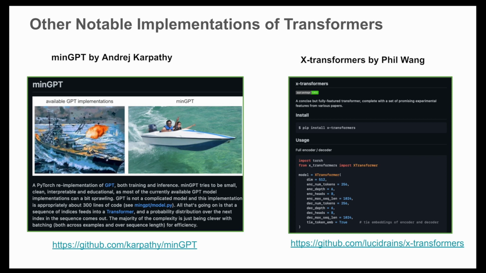x-transformers by Phil Wang, known as lucidrains on GitHub, is also one of the famous transformer implementations, which is open source. x-transformers contains a bunch of transformer models, and he keeps updating this package. So if you really want to use transformers, I recommend you use one of these open source implementations.